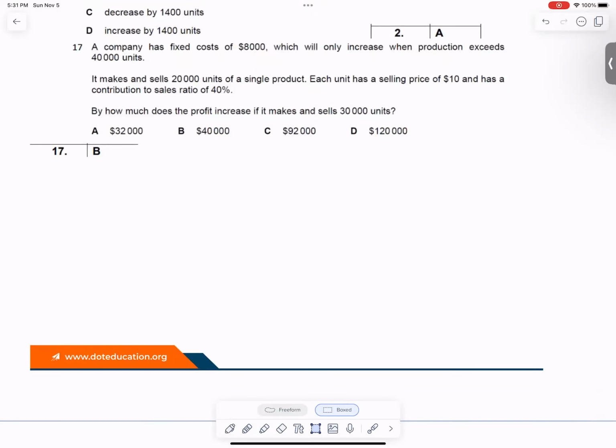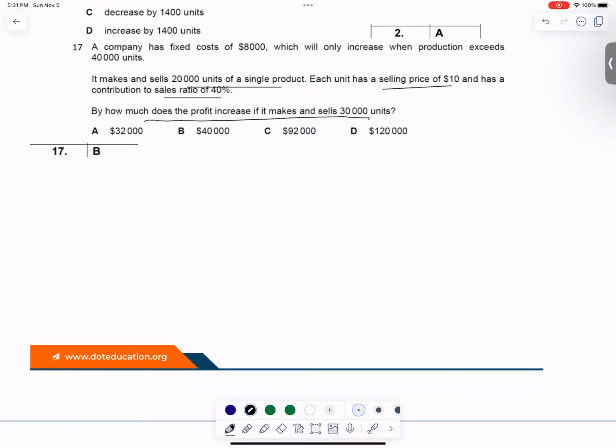A company has fixed costs of $8,000, which will only increase when production exceeds 40,000 units. It makes and sells 20,000 units of a single product. Each unit has a selling price of $10 and has a contribution to sales ratio of 40%. By how much does the profit increase if it makes 30,000 units?